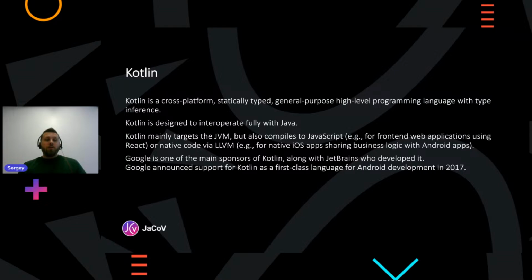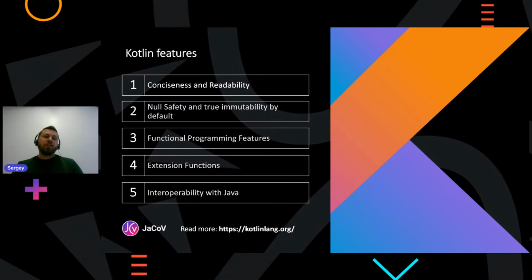It works with Android applications. It was initially developed by JetBrains, but Google is one of the main sponsors of Kotlin, and Google announced support of Kotlin as a first-class language for Android development in 2017. Nowadays, it's not only a language for Android development, but a really nice fit for backend development, especially for working with gRPC. During this presentation, I will show a few differences between Java and Kotlin. The main Kotlin features are its conciseness and readability, null safety, and immutability by default. It also provides some functional programming features, extension functions, and, quite importantly, it interoperates pretty well with Java in most cases, of course.